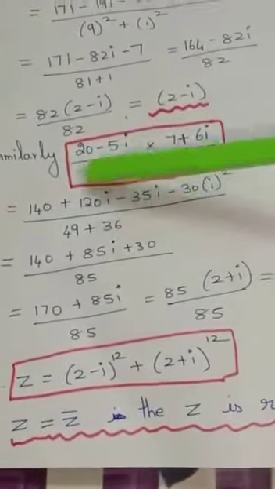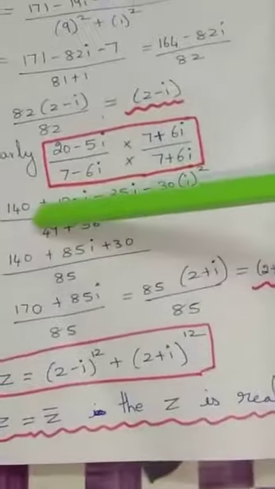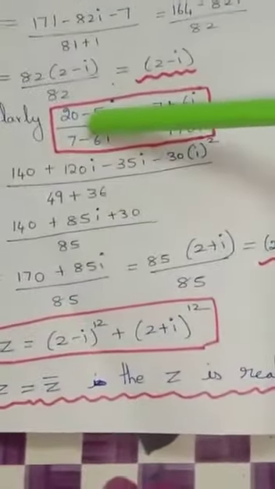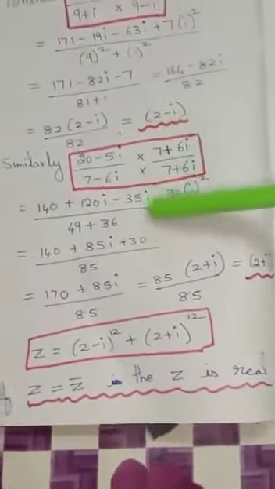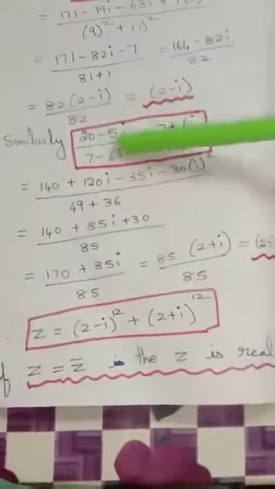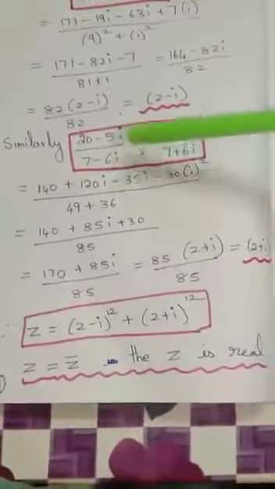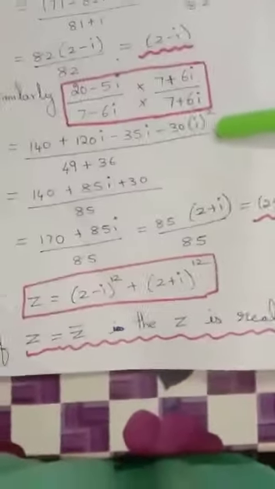Now let us multiply. 20 into 7 is 140, 20 into 6i is 120i, minus 5i into 7 is minus 35i, and minus 5i into 6i is minus 30, i into i, which is i square.